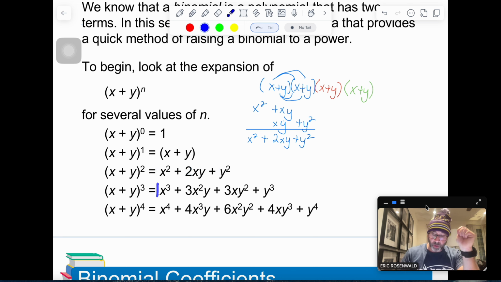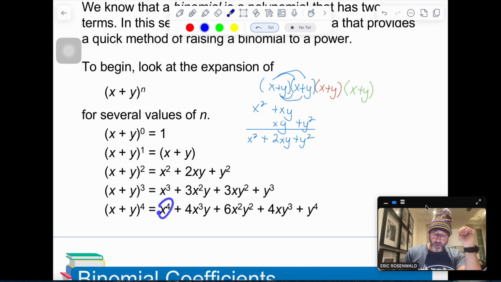When I look here, you see 1, 3, 3, 1. There's symmetry there. When we see 1, 4, 6, 4, and then a 1, there is symmetry there, okay? When we look at the variables, we see x to the second, x to the first, and then no x. So 2, 1, none. In the next one, 3, 2, 1, and then none. In the fourth one, 4, 3, 2, 1, and then none.